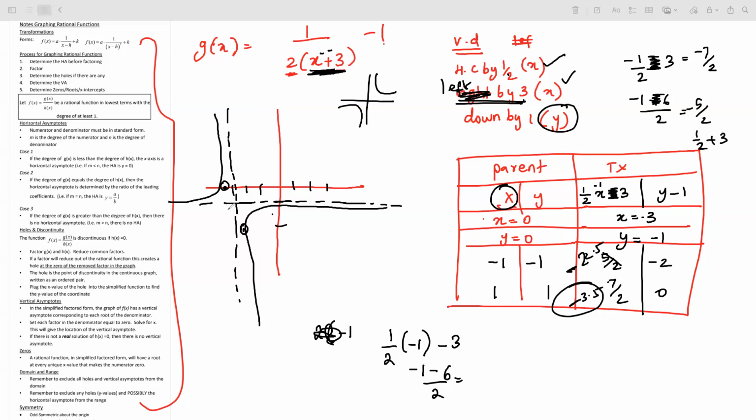Minus 2.5 comma minus 2. Oh, this is losing battery. Hold on. I'm sorry. Give a minute.